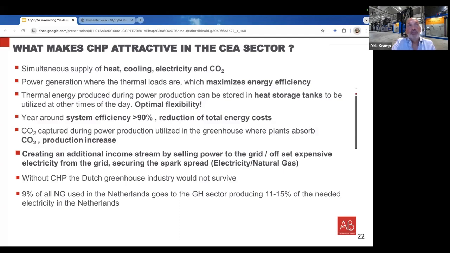So it's maximizing the use of renewable assets, because they are very volatile, and the greenhouse sector is helping to reduce the volatility of the grid. Next slide.